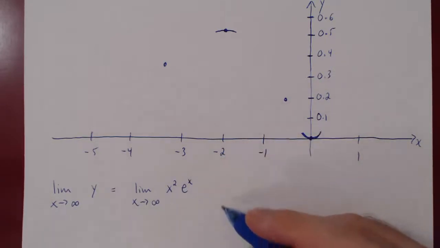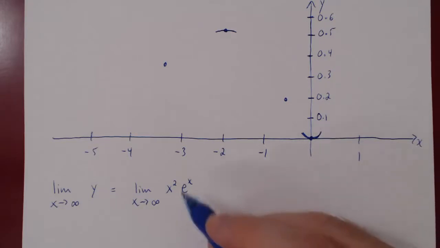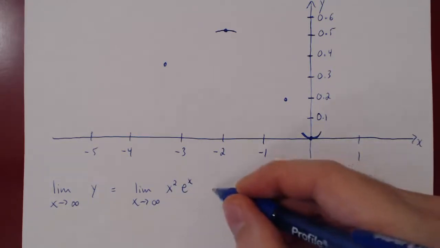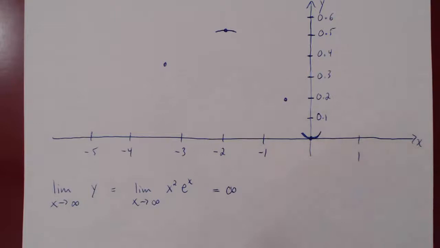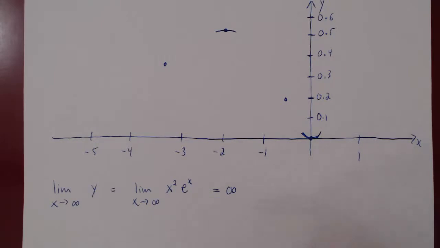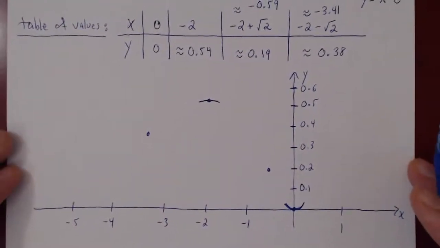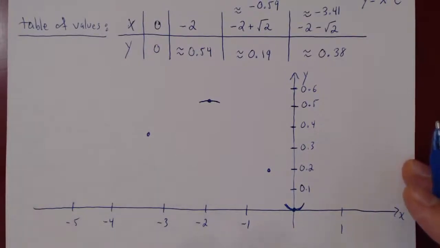And as x goes to infinity, x squared goes to infinity, e to the x goes to infinity, so the whole product goes to infinity. So we do not have here a right horizontal asymptote. As x blows up to positive infinity, y also blows up to positive infinity. So we now have captured perfectly the behavior of our function from 0 to positive infinity.